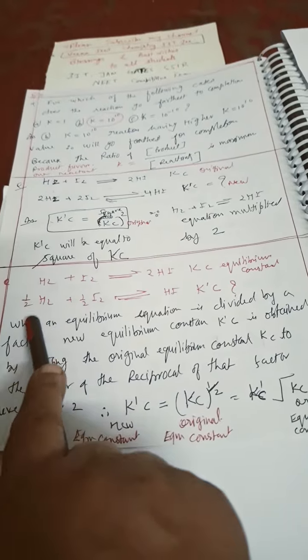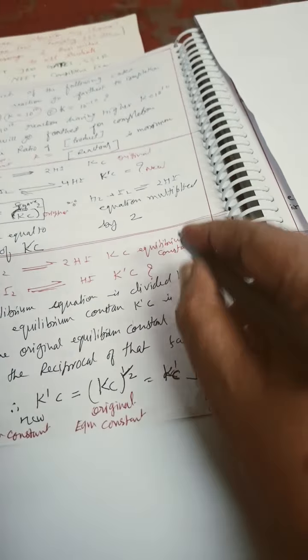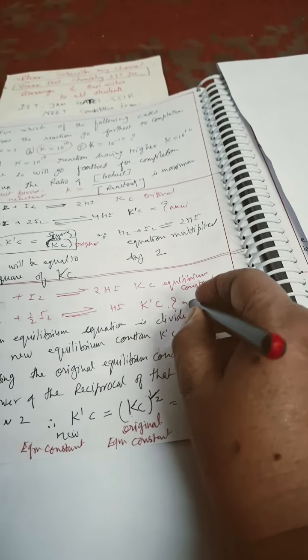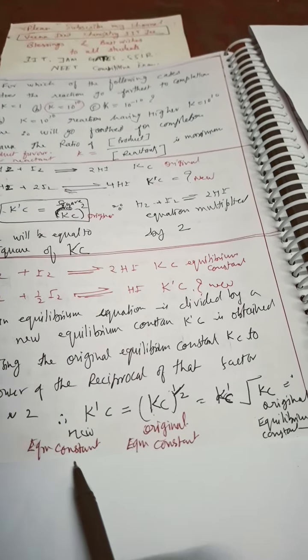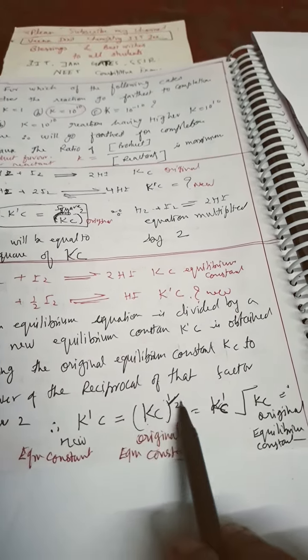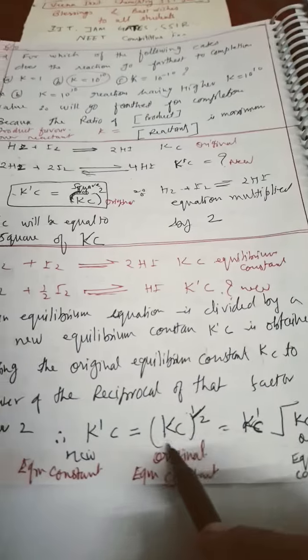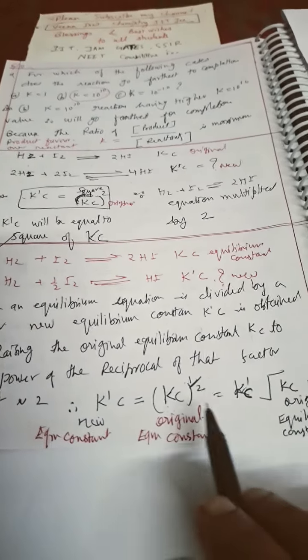Now if we divide the equation by 2, this is the original Kc and this is the new one. After division by 2, K dash C, the new equilibrium constant, will be the square root of Kc. Sometimes we write Kc within brackets raised to the power half, that is the square root of Kc.